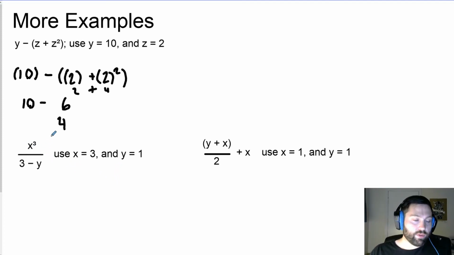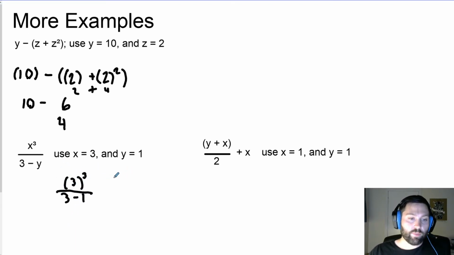I picked out this one especially because it is a fraction bar, and it has a cubed power in the top. So when you make the substitution, okay, 3 to the third power divided by, on the bottom, 3 take away 1. What you need to do is you need to do all of the top first, and you need to do all of the bottom.